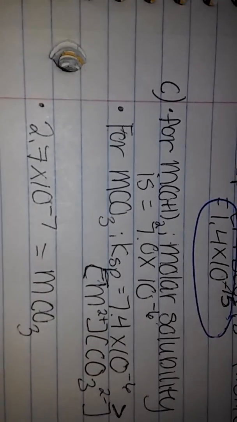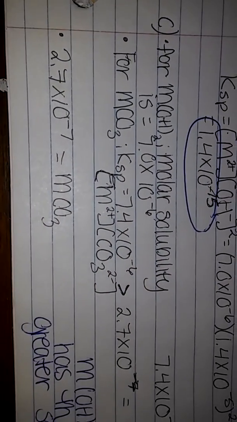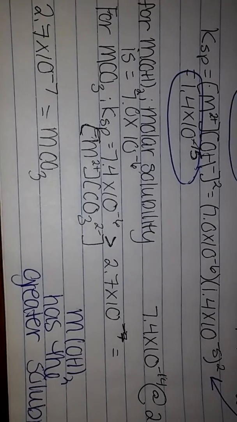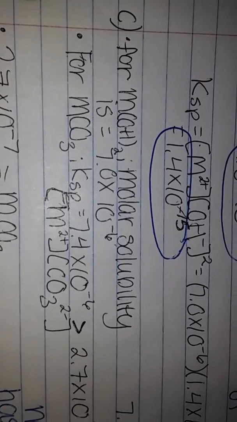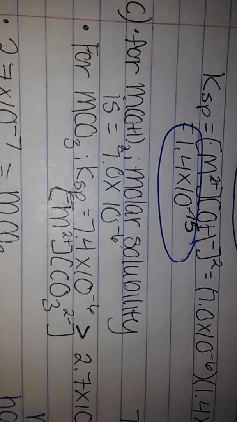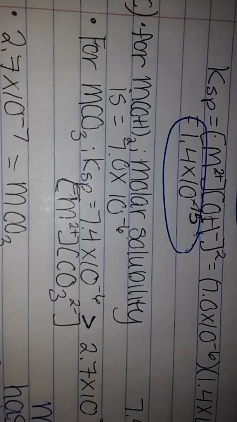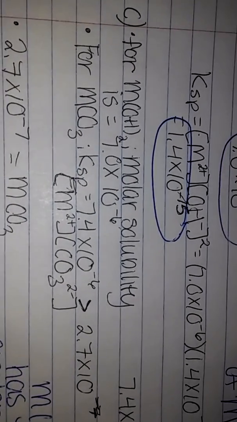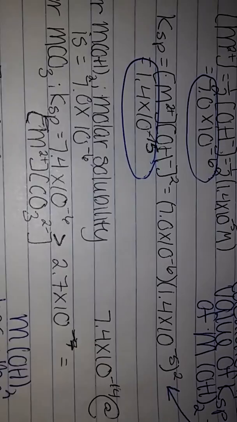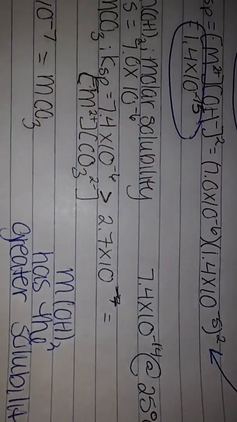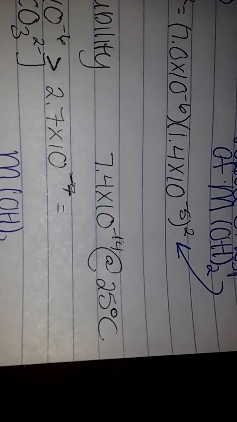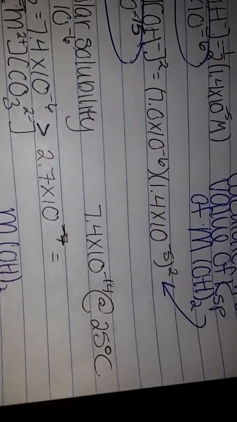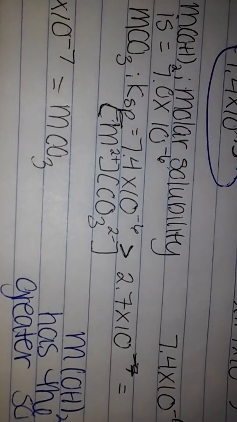Part C allows us to just state which one is the most soluble. MOH2's molar solubility is equal to 1.0 times 10 to the negative 6. Forgot to put the M, but don't forget to put the M after that. You're given a constant for MCO3, which is 7.4 times 10 to the negative 14th at 25 degrees Celsius. Then you would compare.